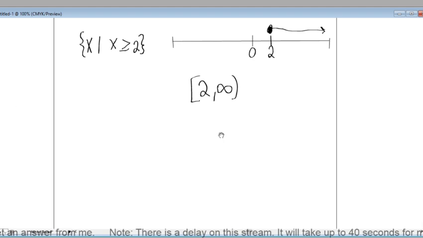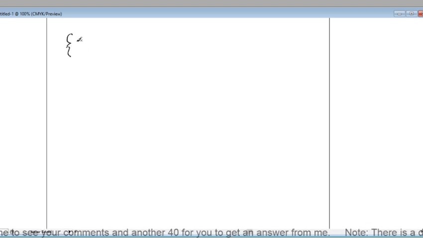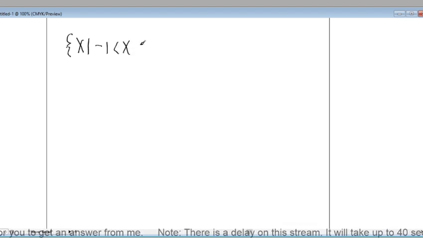So again, set builder gives us some opportunities for some new things to look at, and that is compound inequalities. Compound inequalities, if we break down that word, compound means more than one thing together. And inequalities, of course, is an inequality. So let me make one of these compound inequalities here. x such that -1 is, let's say, less than x, and x is less than or equal to 4.